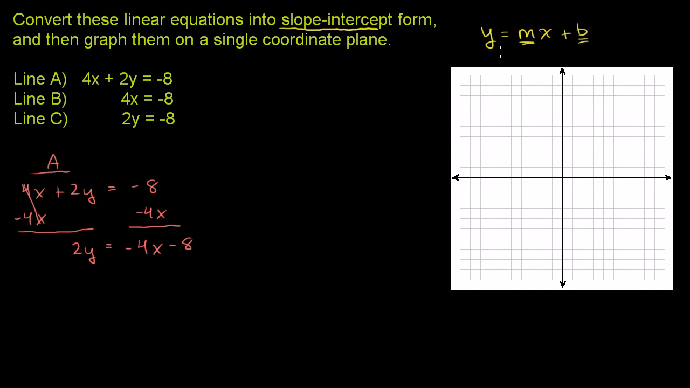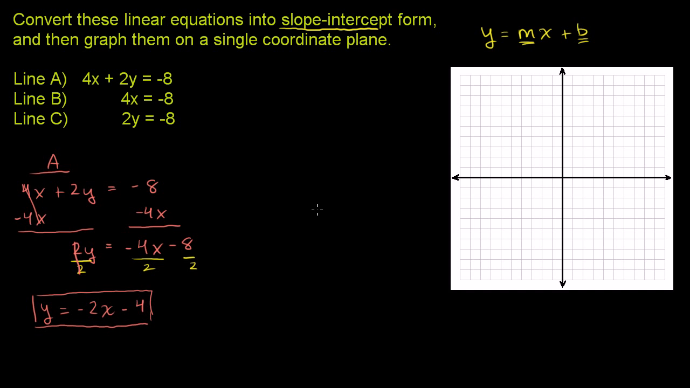Now, we're almost at slope-intercept form. We just have to get rid of this 2. And the best way to do that I can think of is divide both sides of this equation by 2. So we divide the left-hand side by 2, and then divide the right-hand side by 2. You have to divide every term by 2. And then we are left with y is equal to -4 divided by 2 is -2x, -8 divided by 2 is -4. So y equals -2x minus 4. So this is line A. And let me graph it right now.